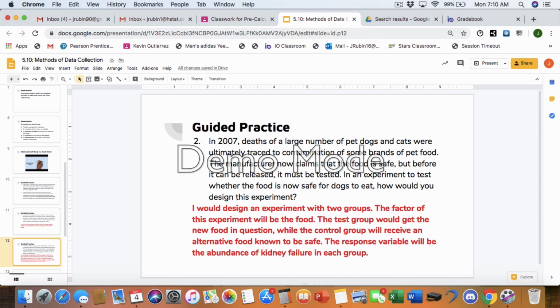Now with the experiment, I have two groups. The factor is going to be the food in this case because the manufacturer wants to make sure it's safe. So the test group would get the new food in question. The control group would receive an alternative food known to be safe. And then the response variable would be the abundance of kidney failure in each group. So we want to see, is there a big difference in the percentage of kidney failure between the group that got the new food and the group that got the quote unquote safe food?